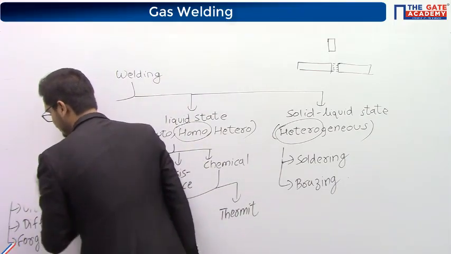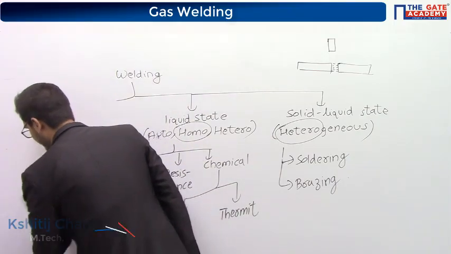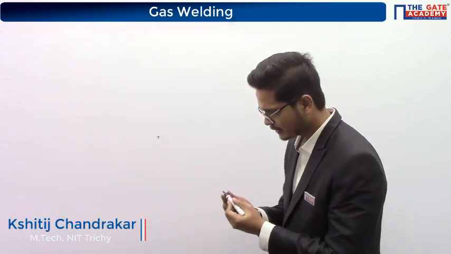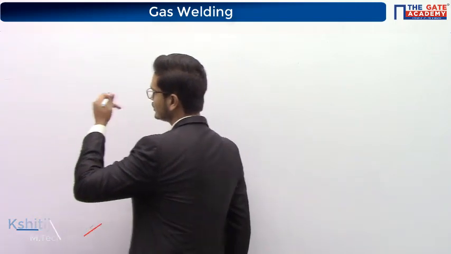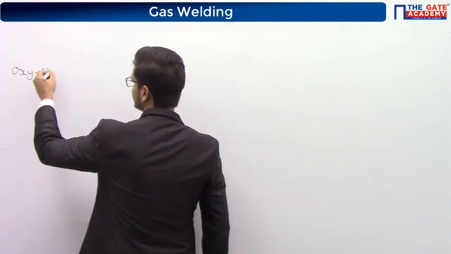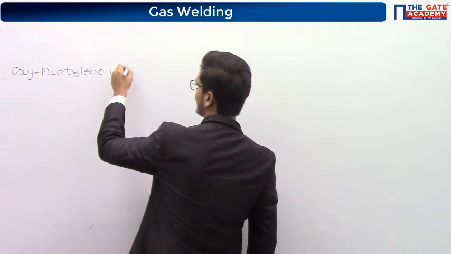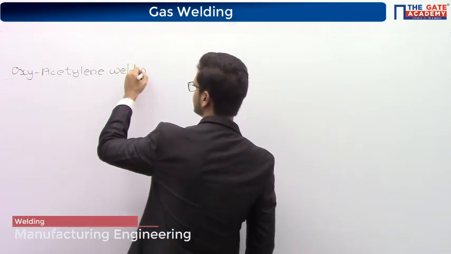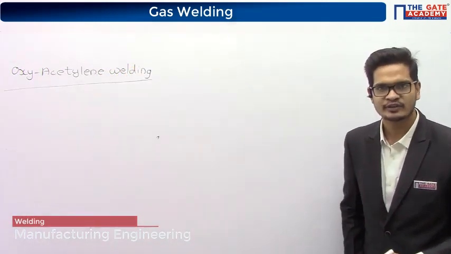So let us start with the first welding technique. The first welding technique that we are going to see is oxyacetylene welding. It is a type of gas welding.